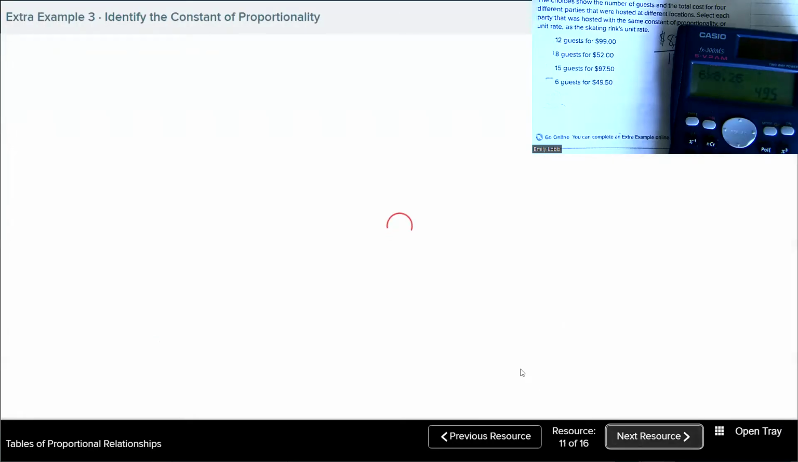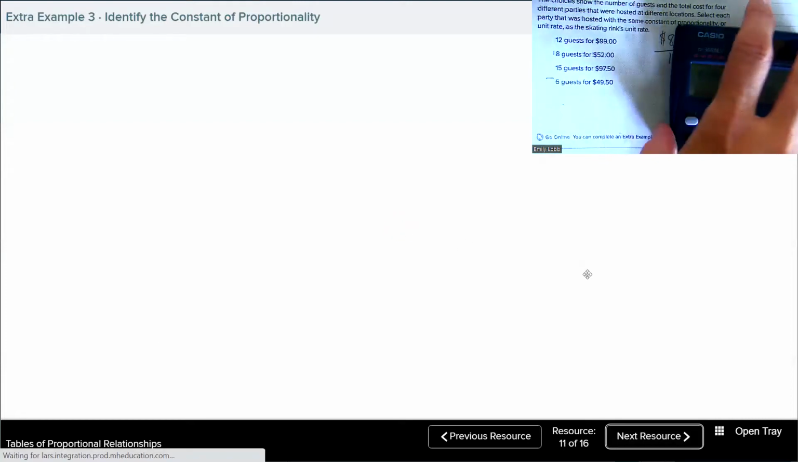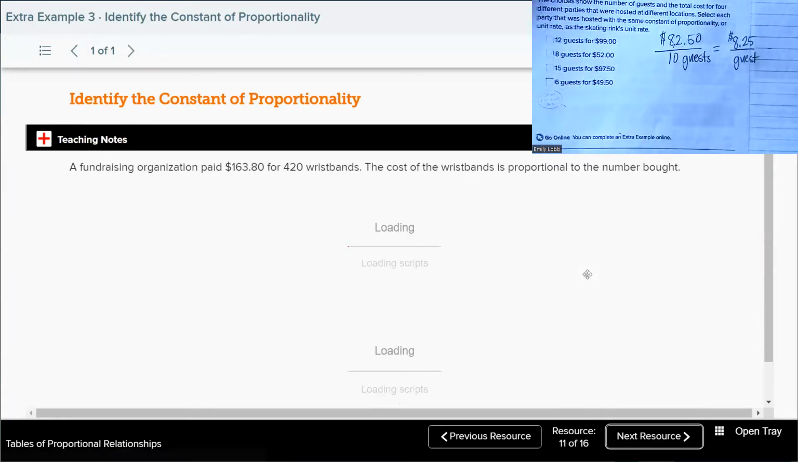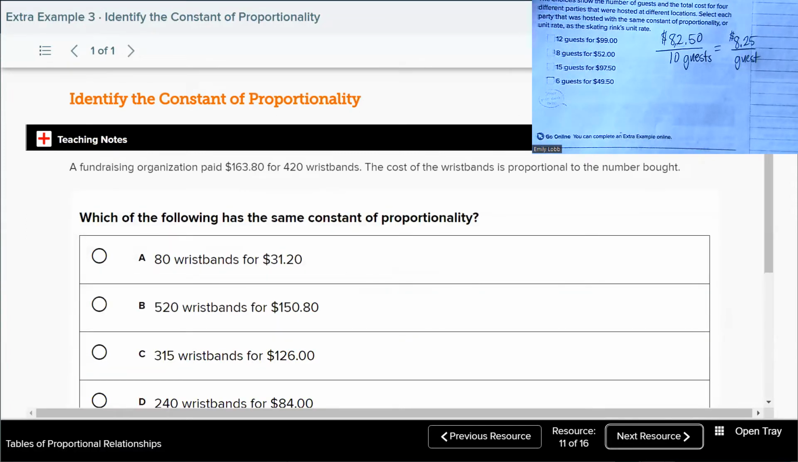Now, here is our extra example 3. So we're going to use our extra space here. A fundraising organization paid $163.80 for 420 wristbands. The cost of the wristbands is proportional to the number bought. Which of the following has the same constant of proportionality?